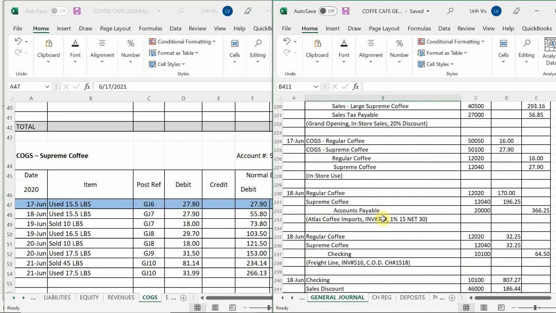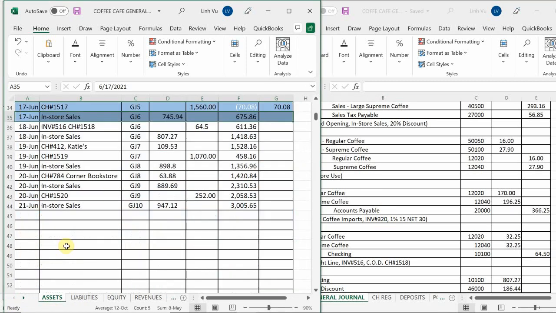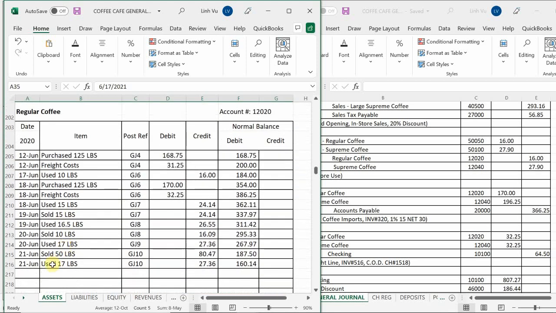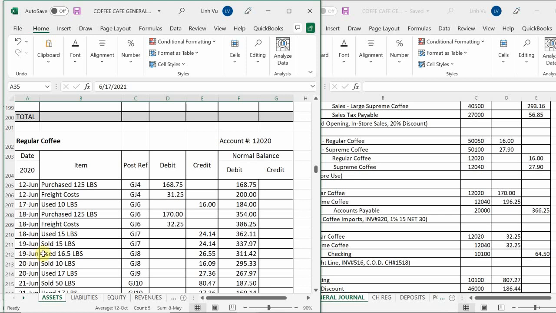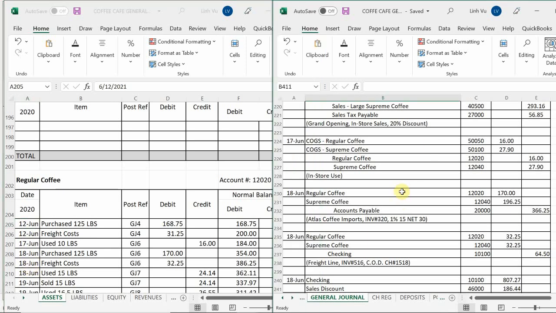Then we had the purchase of regular coffees here. So 15, 15, or in this case 17, one that we purchased. Right here, we purchased. For the 18, we purchased regular coffee here.